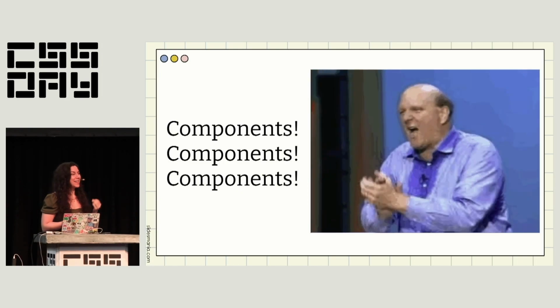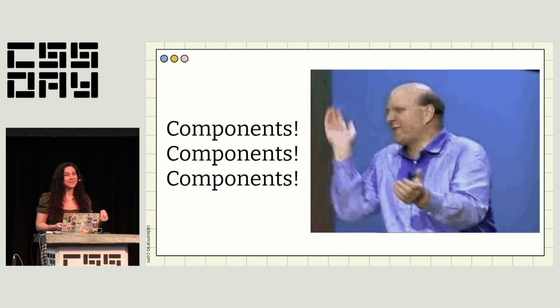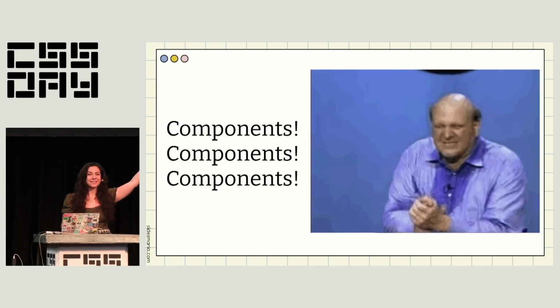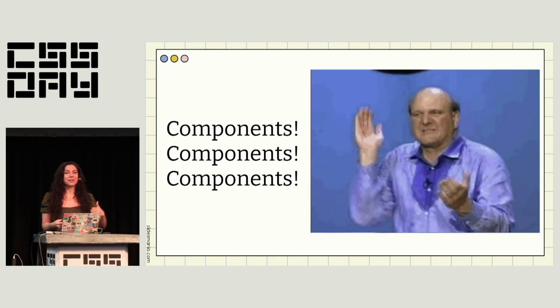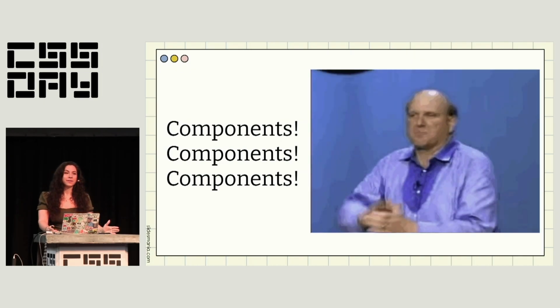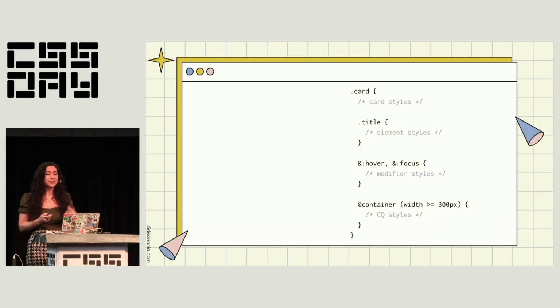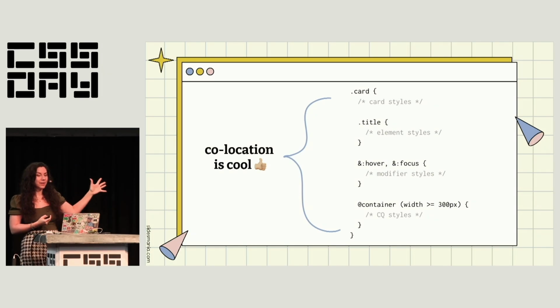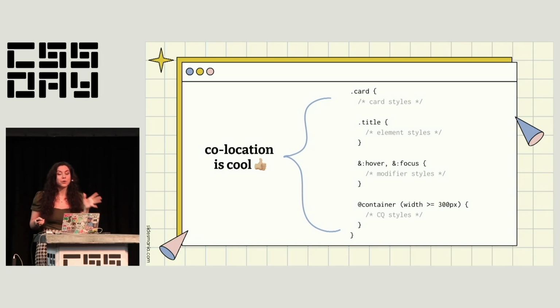This is a model that makes sense with our component-driven web universe. Who here is building components now instead of pages? Right, everybody. We're building with design systems. This is a very different world than it was 10 years ago. And co-location is cool. It's so much easier to parse this card component and see all of its pieces, its children's styles, its modifiers, any queries that apply style adjustment to it.